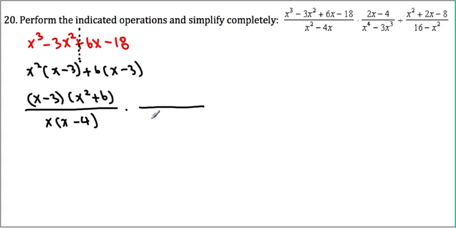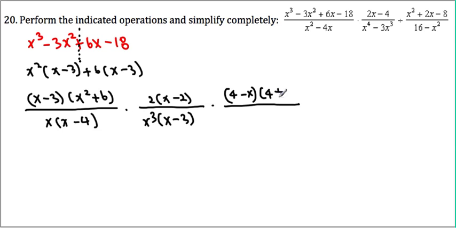Here x cubed is common, so x cubed and x minus 3. Here 2 is common, so x minus 2. Division can be expressed as multiplication as long as we flip them around. So 16 minus x squared would not be factored in the denominator, but it will go to the numerator. Here we get 4 minus x, 4 plus x. And here we get x minus 4, or actually x plus 4, x minus 2.